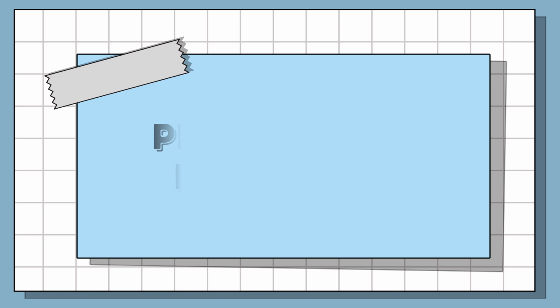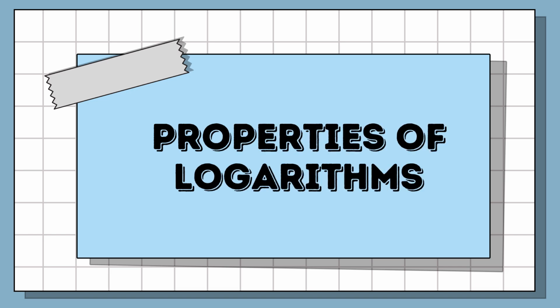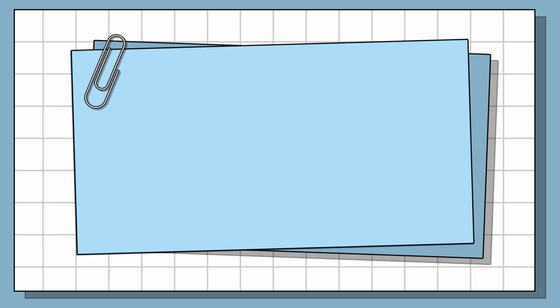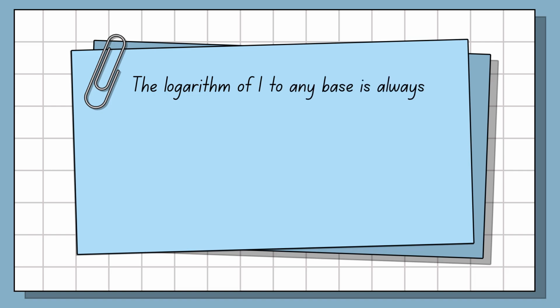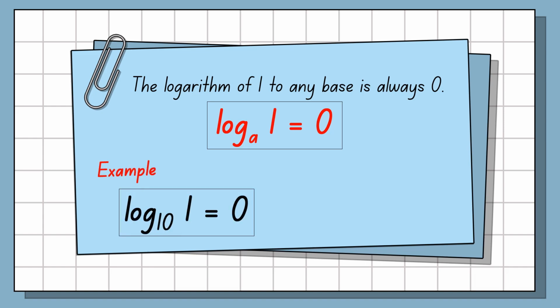Okay, let's now study the properties of logarithms. We can use these to evaluate logarithms. The first property of logarithms is that the logarithm of 1 to any base is always 0. This is because any number raised to 0 is equal to 1. For example, log base 10 of 1 is equal to 0. If we write this as an exponential equation, it goes like this: 10 raised to the exponent of 0 is equal to 1.